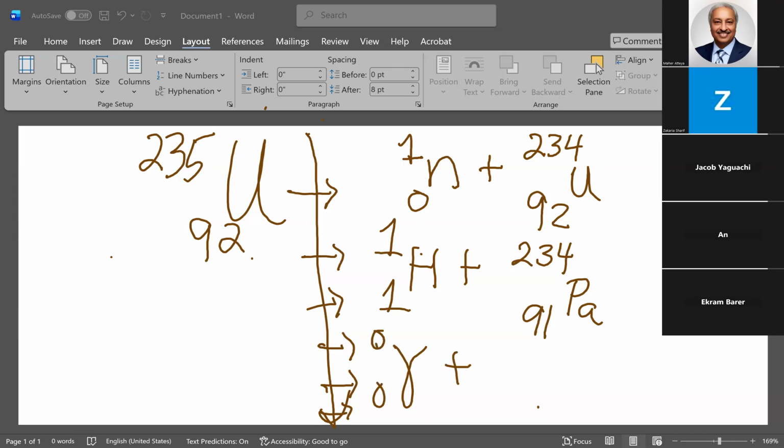So that's 0 and 0. So we have the same element coming back again. 235 plus 0 is 235. That's uranium, 92, 0, 92. So the element is not affected by radiation when it's radiating gamma. It's the same atomic mass and the same atomic number. So we have 6 radiations coming in.